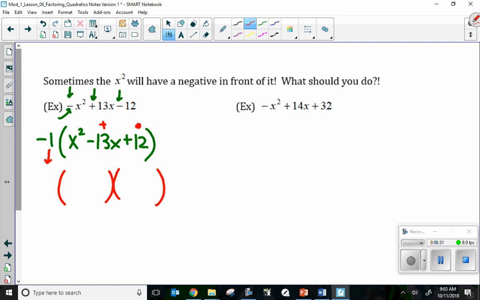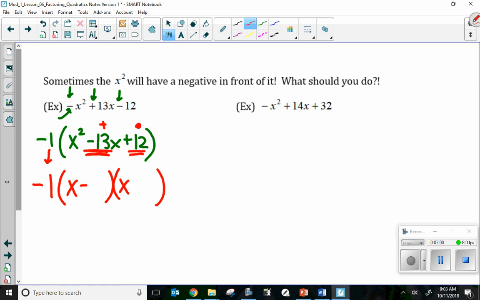That's part of the factoring. I'm going to write that down there. I know I put x's here. Now here's what you should be thinking. Two numbers that multiply to 12 that add to 13. Well, they shouldn't add to positive 13. They should add to negative 13. Okay? So how can I get a positive product, but a negative sum?